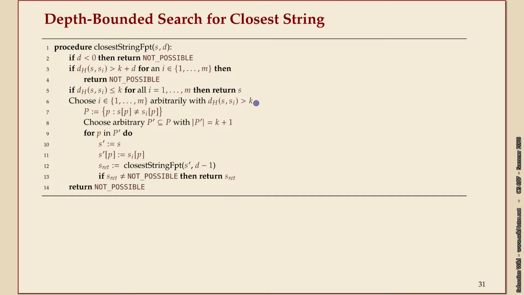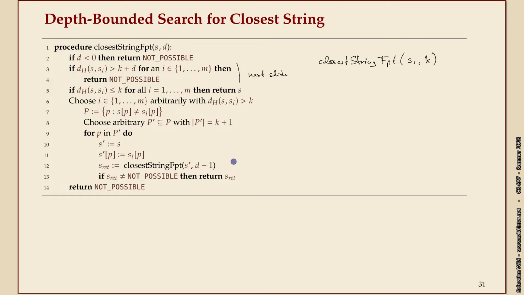And I guess I should have listed the initial call. The initial call should be with some arbitrary string, say s1, and I'm starting with k, so I'm allowed to make k modifications. So we'll come back to justifying this first part on the next slide. But let me explain the recursive calls first.